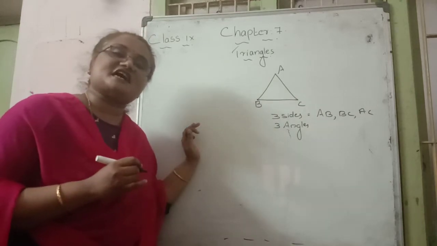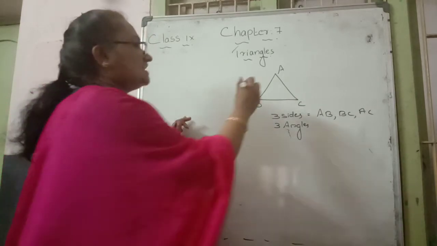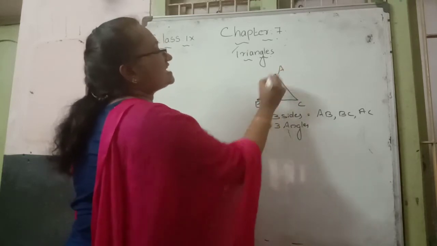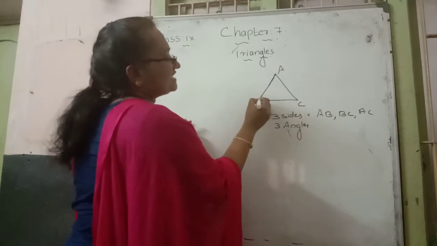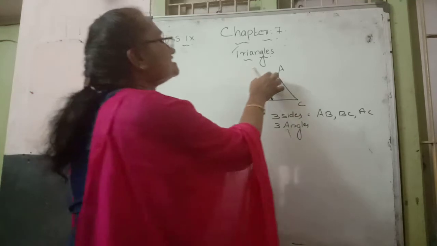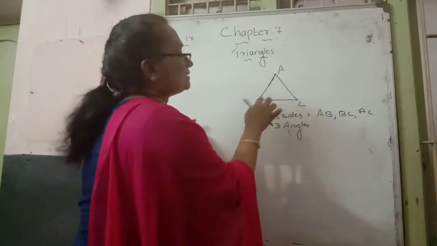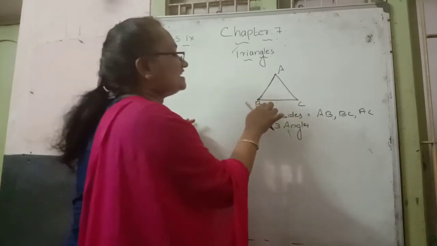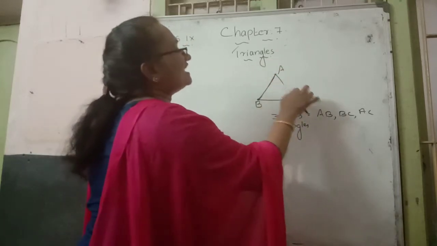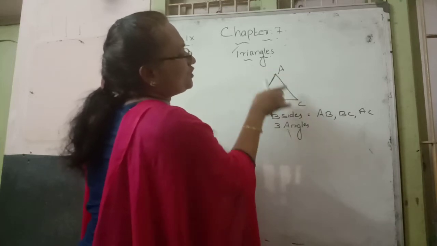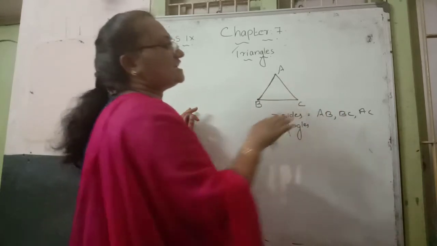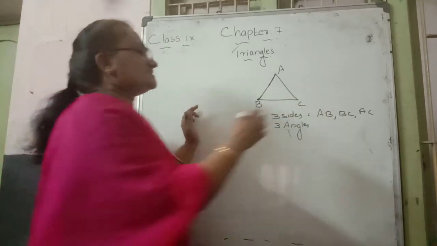How many endpoints does a line segment have? Two endpoints are there. Here, this is a line segment. Its endpoints are denoted as A and B. That is why the side is read as AB. This line's endpoints are B and C, so the side name is BC. The third line has endpoints A and C, so the side name is AC.